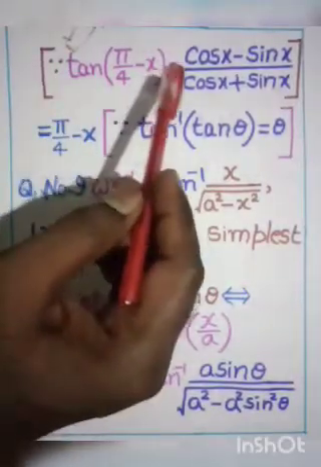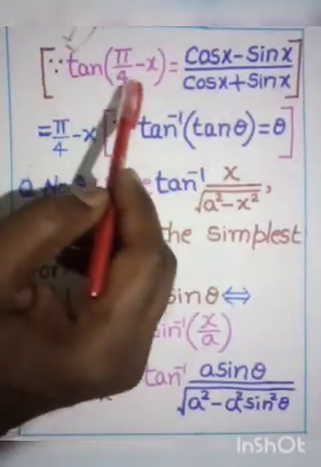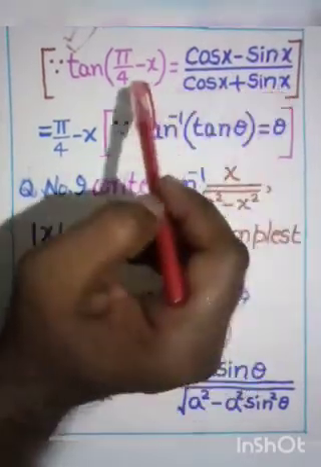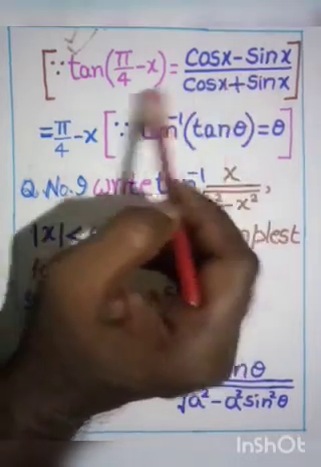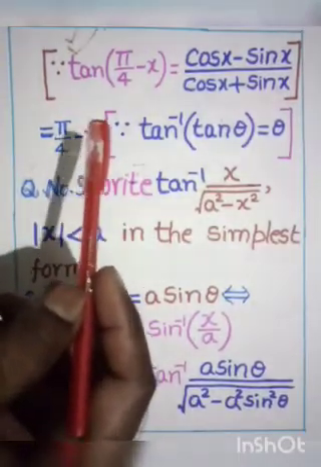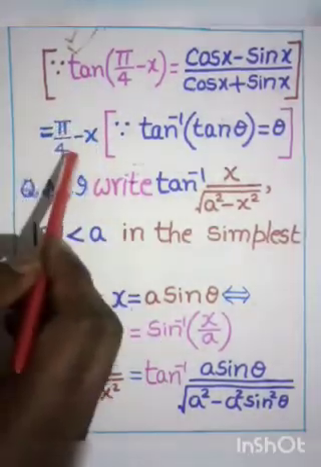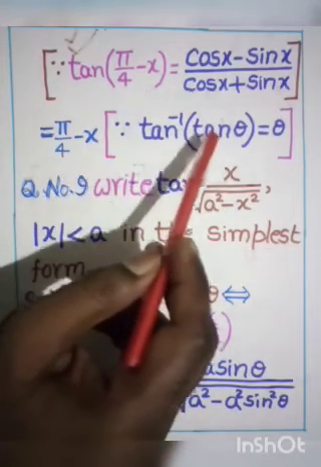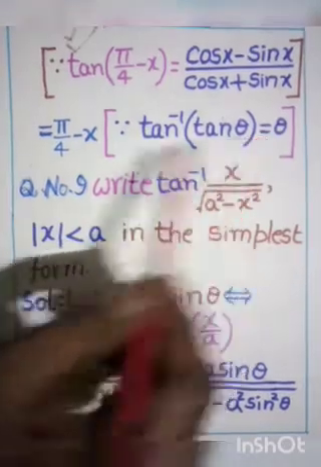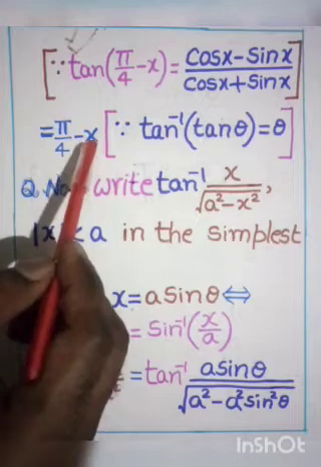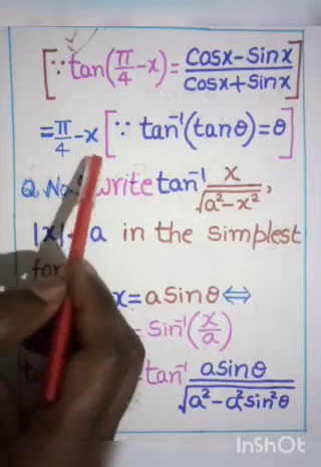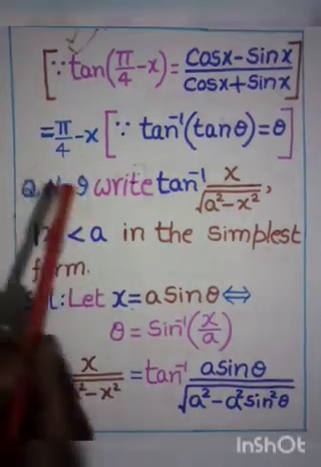Here I wrote the reason also, because tan of pi by 4 minus x is equal to cos x minus sin x by cos x plus sin x. This is the trigonometric identity. By using this trigonometric identity, I wrote the previous step. Understood that step, my dear children? Right. That is equal to pi by 4 minus x, because tan inverse of tan theta is equal to theta. By using these properties of inverse trigonometric function, we get this step. Understood this step, my dear children? Right. This is the simplest form of the given inverse trigonometric function. Understood this step, my dear children?